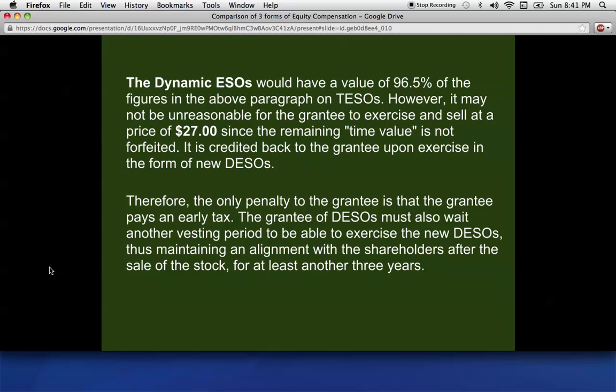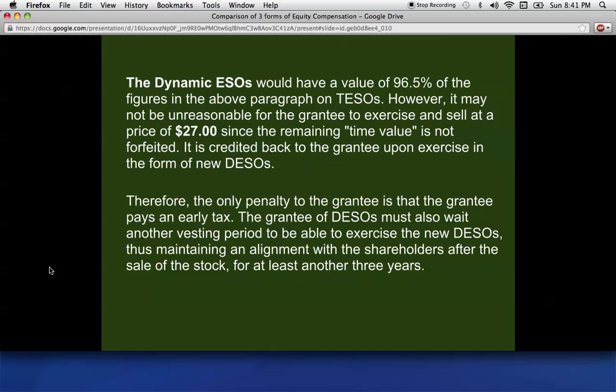The dynamic employee stock options would have a value of 96.5 of the figures in the above paragraph on the traditional employee stock options. However, it may not be unreasonable for the grantee to exercise and sell when the stock is 27, since the remaining time value is not forfeited. It is credited back to the grantee upon exercise in the form of new dynamic employee stock options.